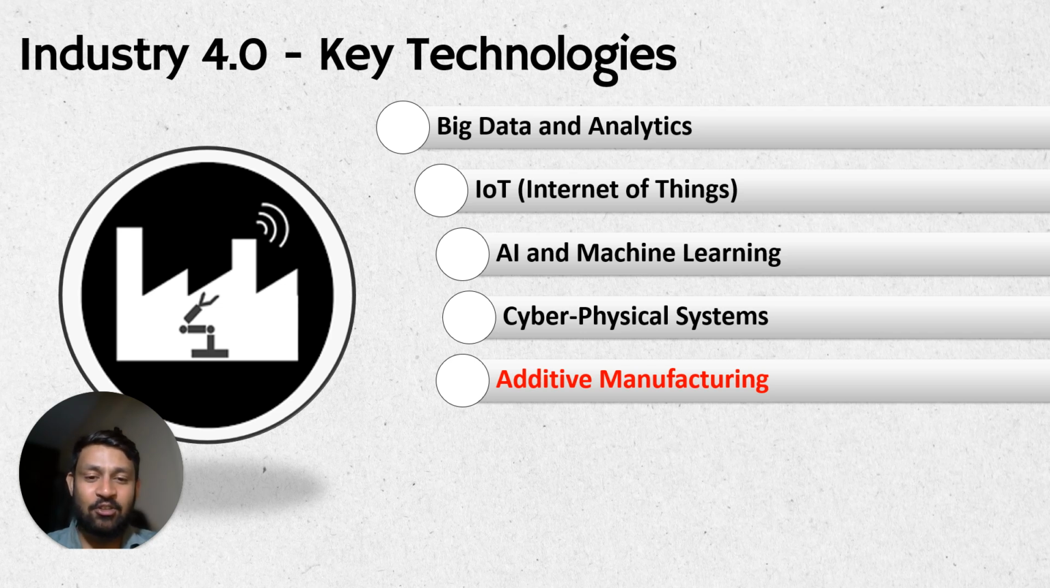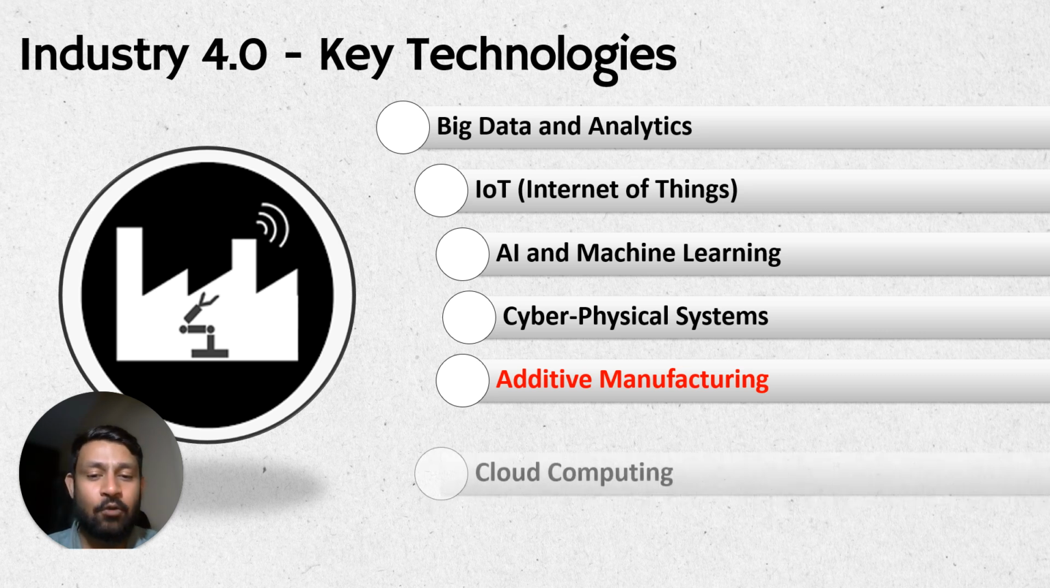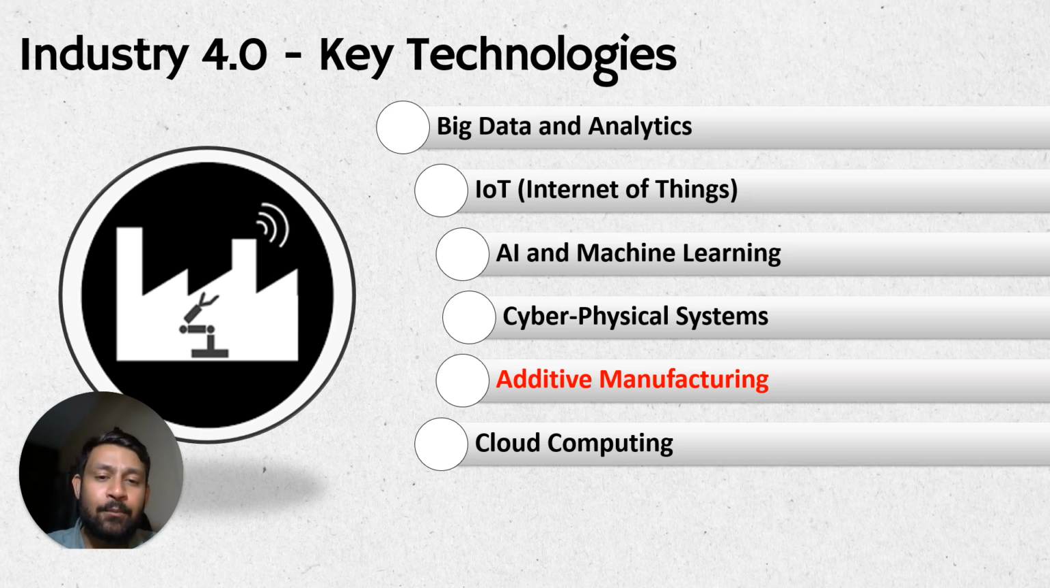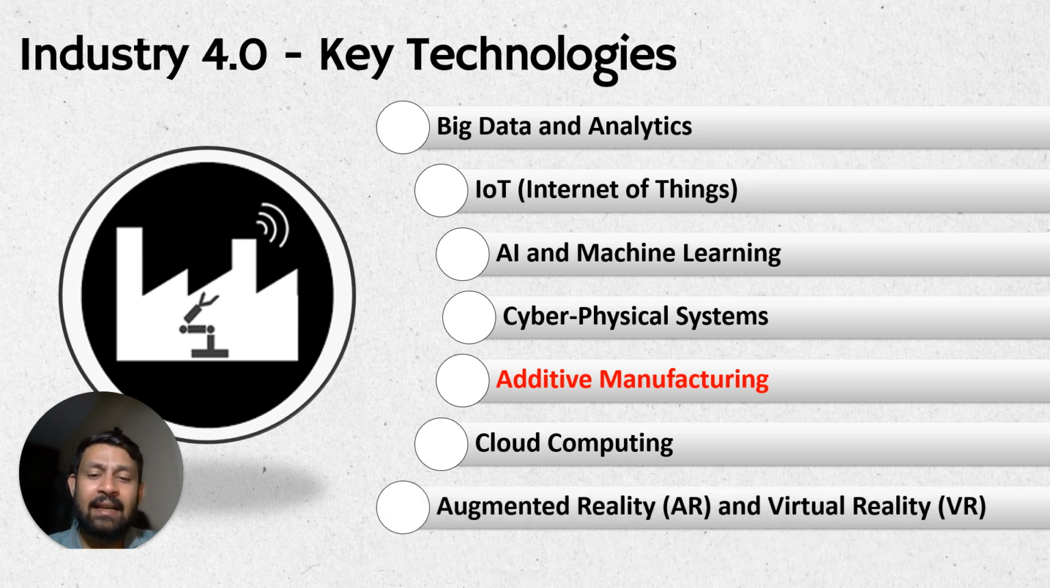So this whole course is based on how additive manufacturing plays the role in Industry 4.0, and you can see that it is a key element when we talk about Industry 4.0. And then cloud computing, all the data going and being stored in a single space on the cloud. And then the last one is AR and VR, which is very popular these days.